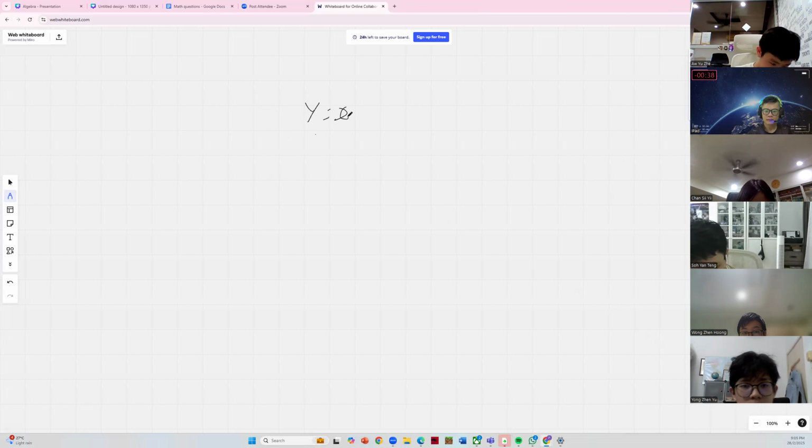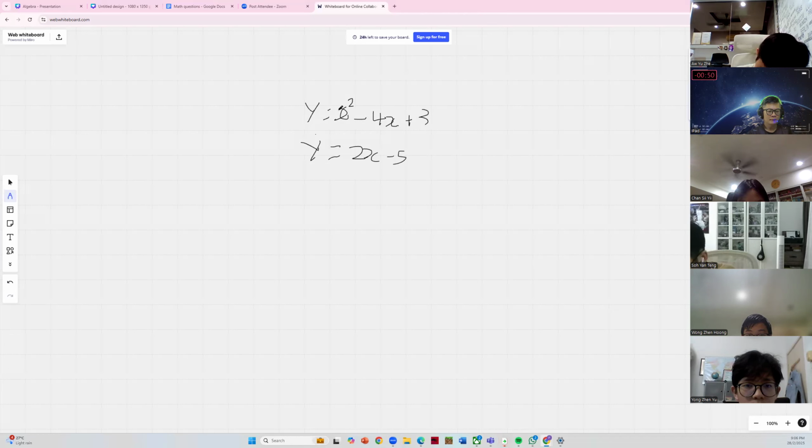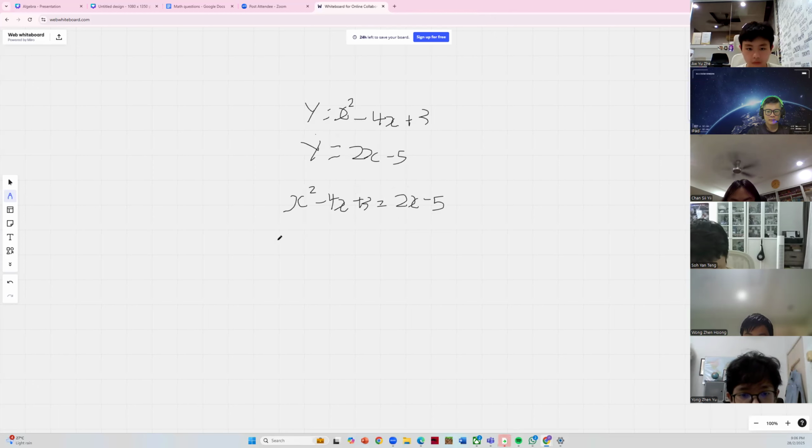Y equals x squared minus 4x plus 3. Y equals 2x minus 5. So we know that the two equations can be equal to each other since y equals both the expressions. So we can make the equation as x squared minus 4x plus 3 equal to 2x minus 5. So we can take the 2x and move it to the other side. So it will become x squared minus 4x minus 2x.